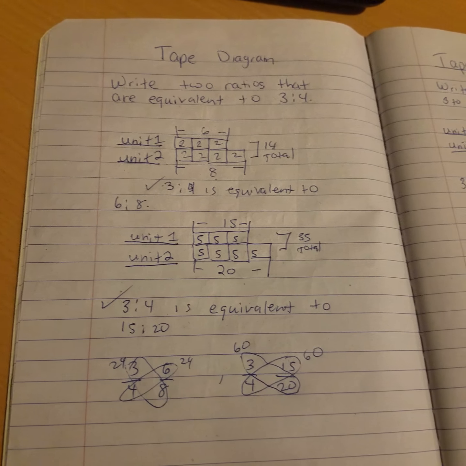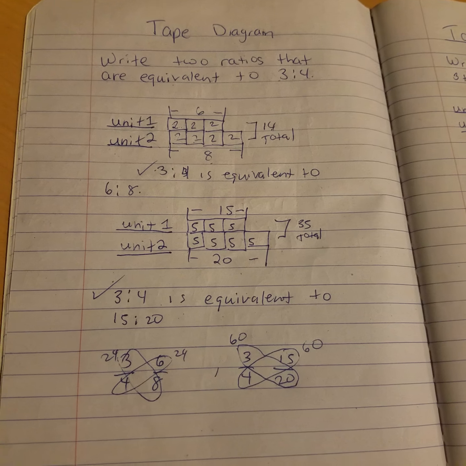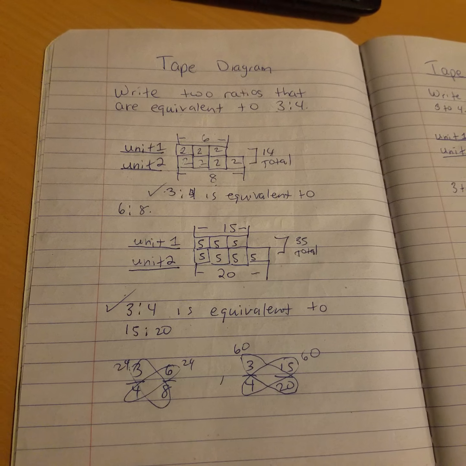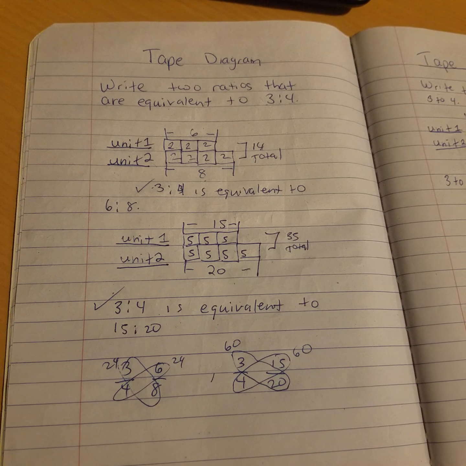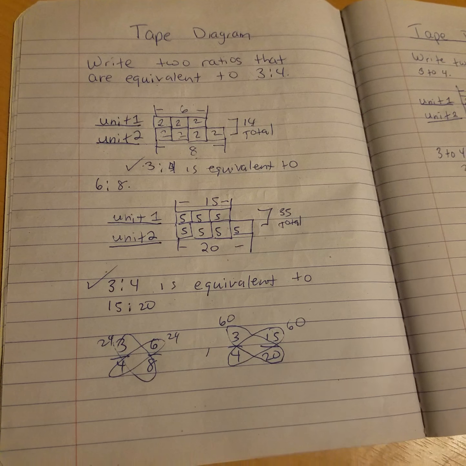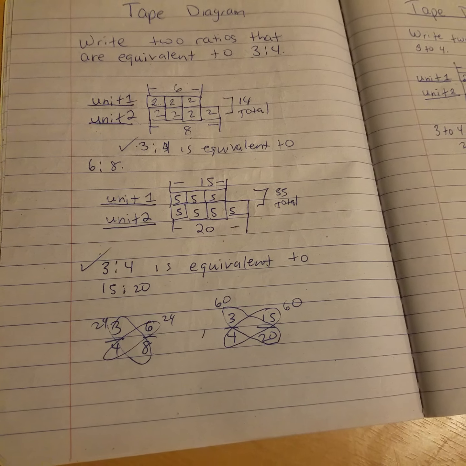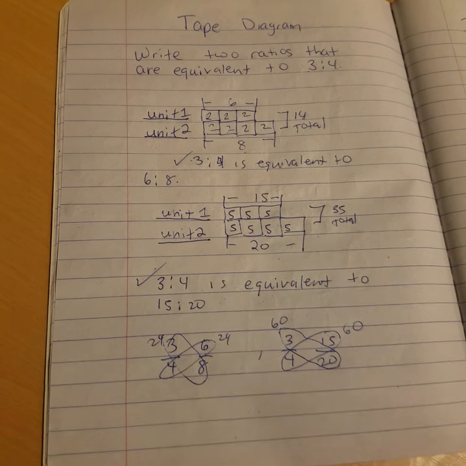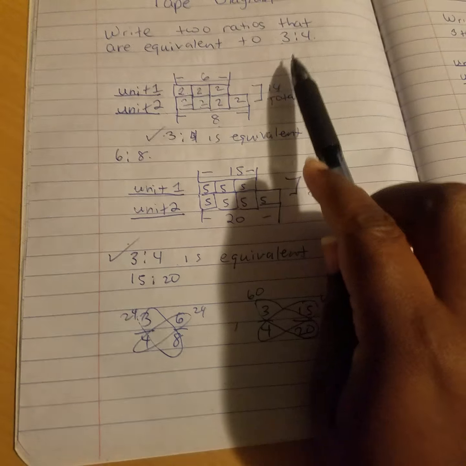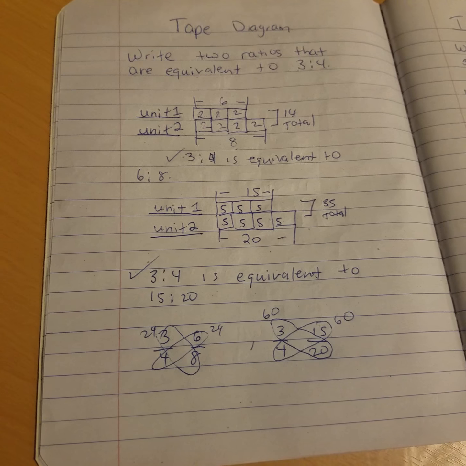Now, tape diagram is a great strategy when you encounter equivalent ratio problems because it helps you to create a visual representation to represent what is being asked in a word problem. But it also can be used just to find simple equivalent ratios.